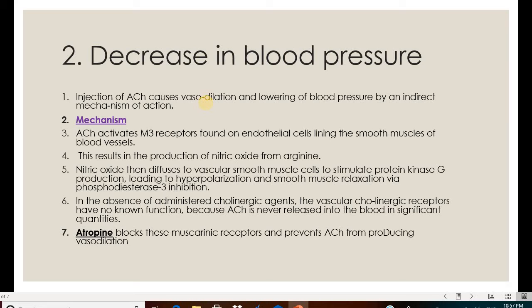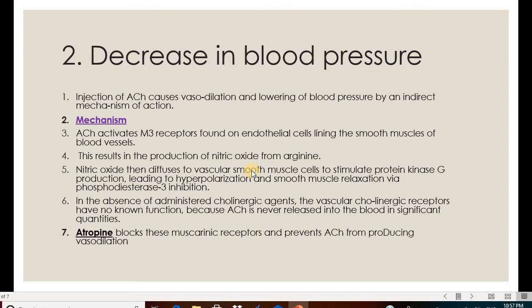So in this case, when acetylcholine is injected, vasodilation occurs. With vasodilation, there is less pressure on the blood, which produces less pressure on the walls of the vessels, and ultimately a decrease in blood pressure. What is the mechanism behind this? Acetylcholine activates M3 receptors found in endothelial cells lining the smooth muscle of the blood vessels. We have studied that smooth muscles contain M3 receptors. Acetylcholine binds to that receptor, and these receptors help in the dilatation of the blood vessels. This results in the production of nitric oxide from arginine.